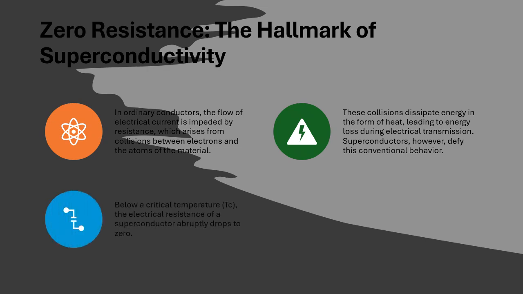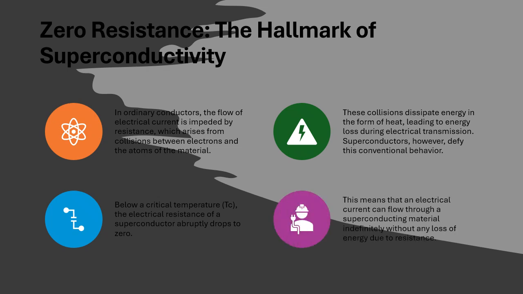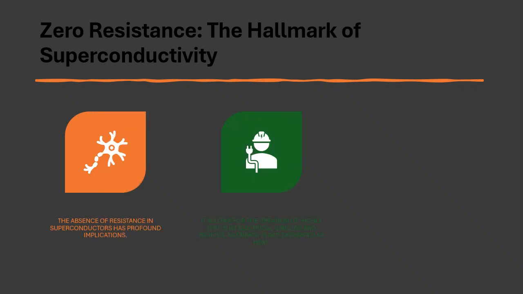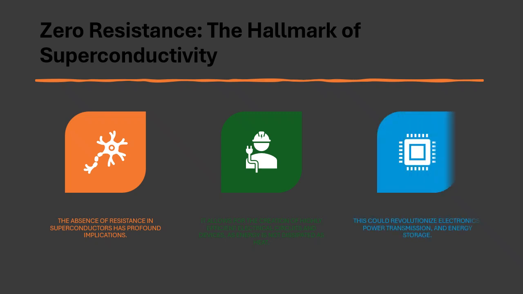Below a critical temperature, Tc, the electrical resistance of a superconductor abruptly drops to zero. This means that an electrical current can flow through a superconducting material indefinitely without any loss of energy due to resistance. The absence of resistance in superconductors has profound implications. It allows for the creation of highly efficient electrical circuits and devices, as energy is not dissipated as heat. This could revolutionize electronics, power transmission, and energy storage.